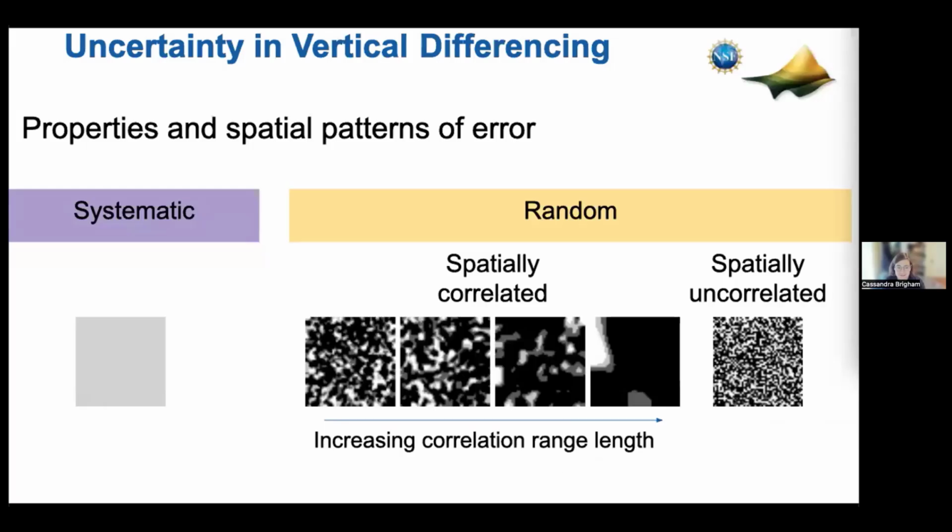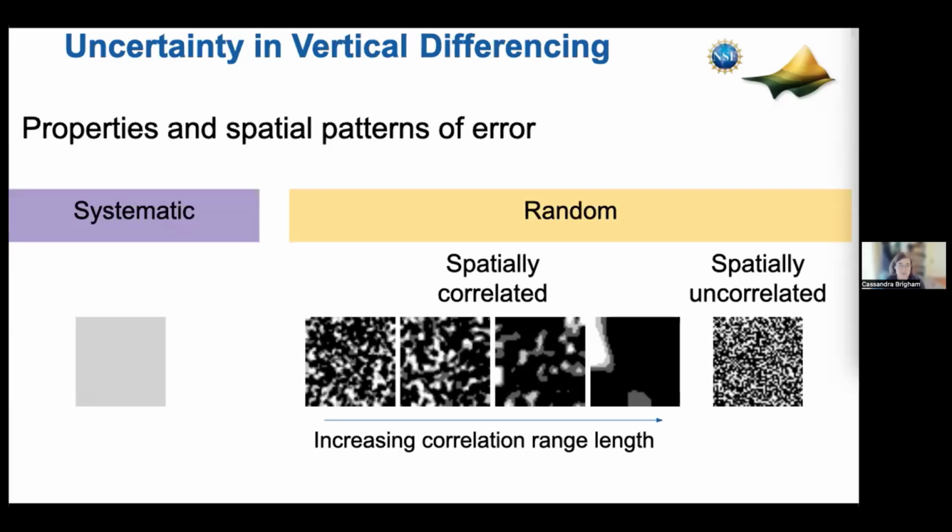So let's delve a little bit into the properties and the spatial patterns that we could see of error. To get your eyes used to the patterns that you'll be seeing, I've made some squares that are representative of rasters. So let's define some terms. Systematic error is error where each raster cell has the same amount of error applied to it. So every single cell has the same amount of error. It's the same across the entire raster.